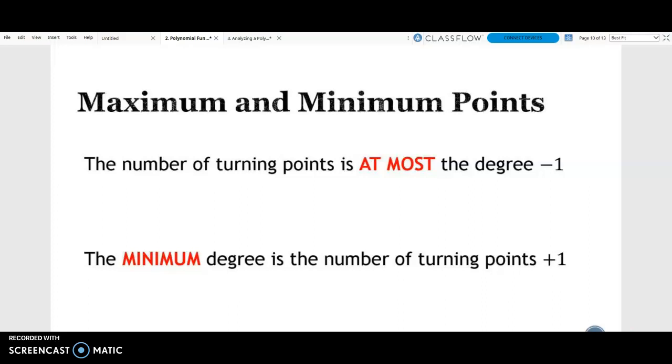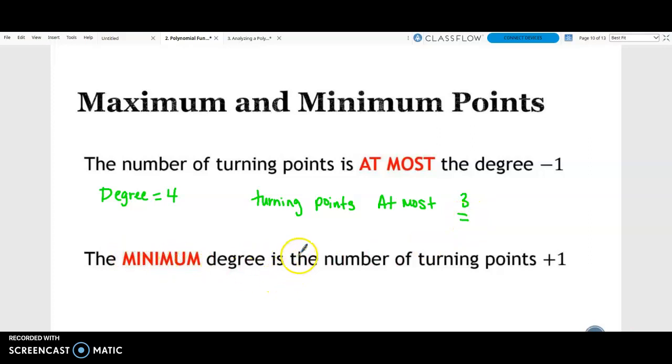The number of turning points is at most the degree of the polynomial minus 1. So let's say the degree is 4. So if the degree is 4, the number of turning points that the polynomial could have is at most 4 minus 1, so 3. At most, it's going to have 3 turning points.